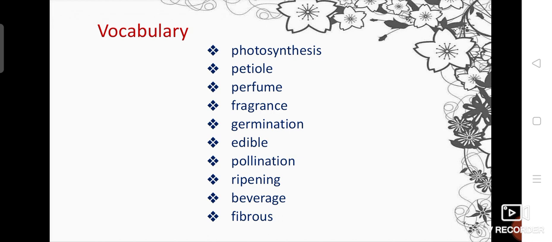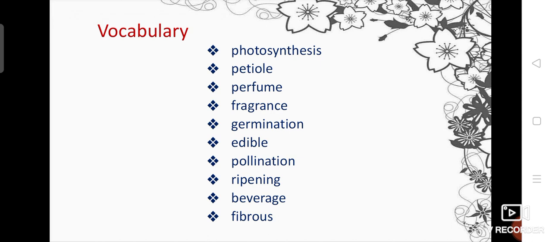The next word is germination. It is one of the processes taking place in the seed. By the process of germination, the seed starts to grow and becomes a new mature plant. So germination is the first step where the seed starts to grow as a plant.